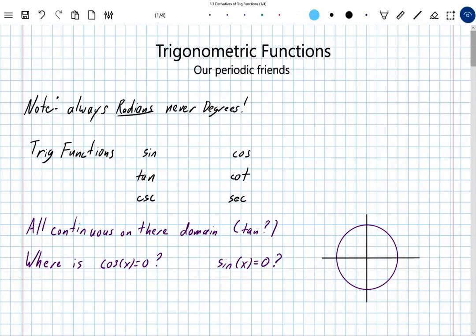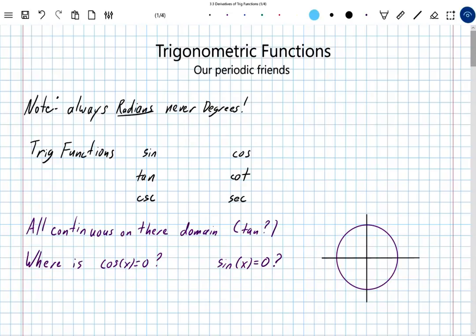Before we get going, a quick note. In this class, always radians, never degrees. Turns out our nice formulas for derivatives of trig functions don't work if you have degrees. You end up getting weird multiples of pi over 180 flying around every time you take a derivative if you're in degrees. So if you've never had a good reason why we should use radians, calculus is maybe the best reason because of how nice it makes things if we stay in radians.